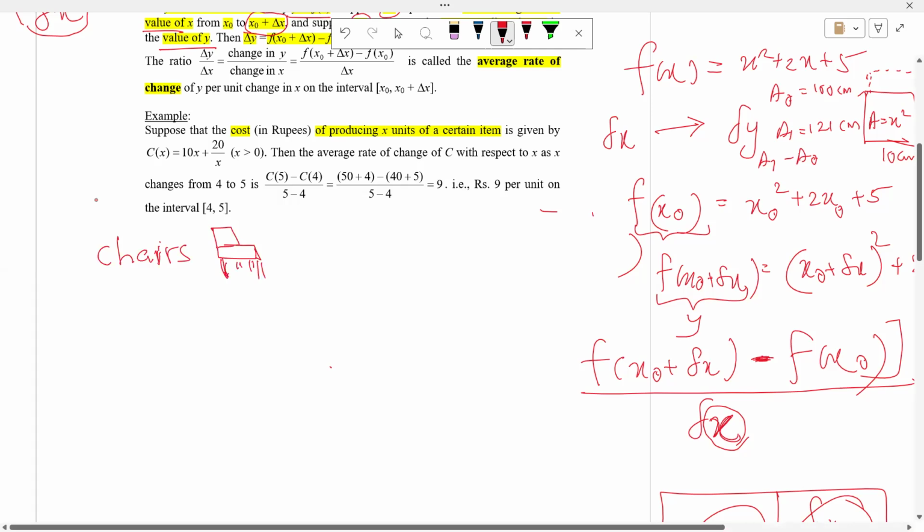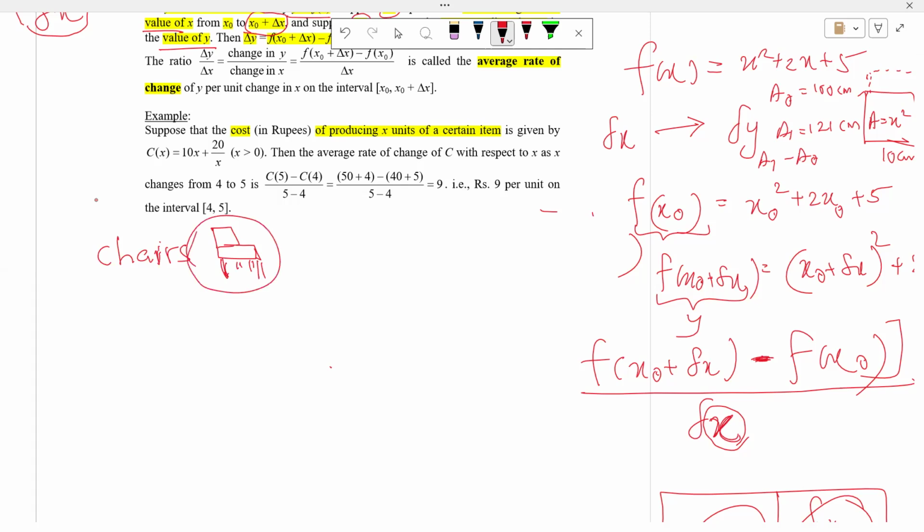Now suppose that the cost of producing x units of a certain item, so you are manufacturing x units of chair, is given by C. The cost means what you need to invest to manufacture that number of chairs. So they are giving a function C of x, C of x equals 10x plus 20 over x, where x is always greater than 0, because if you are manufacturing something, it cannot be a negative number.